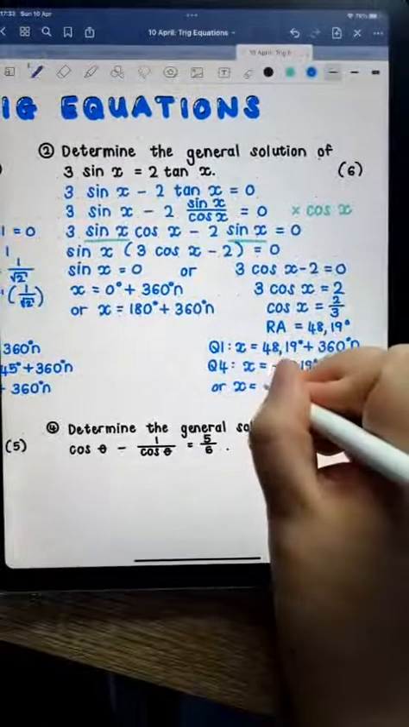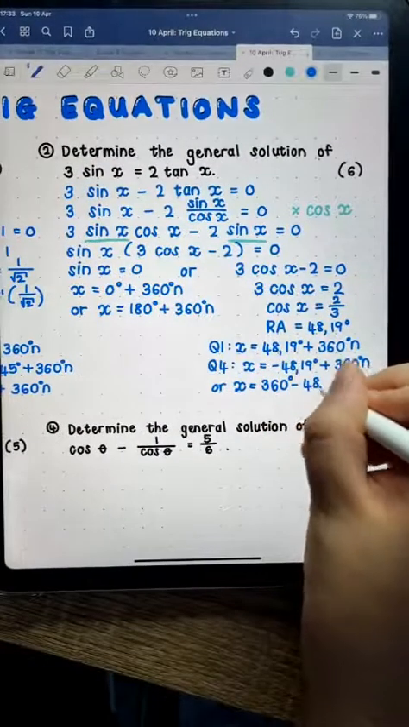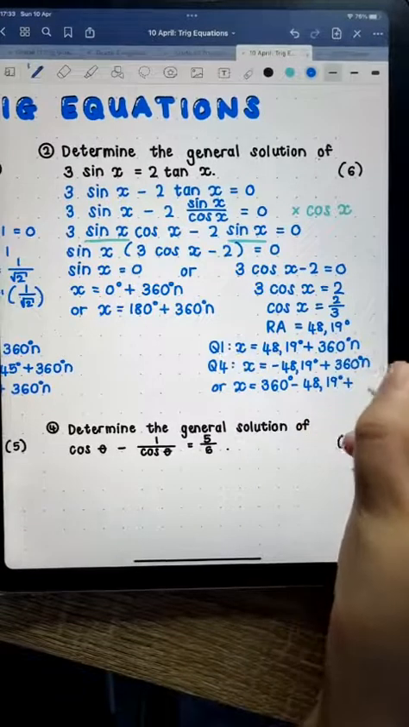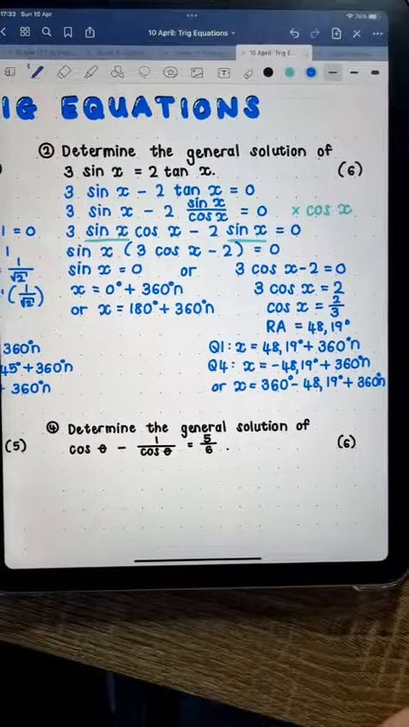Don't have enough space here. You can do 360 minus your reference angle. Okay, both of these will get you the marks. Oh, that was a squeeze. All right, let me just work that out quickly.